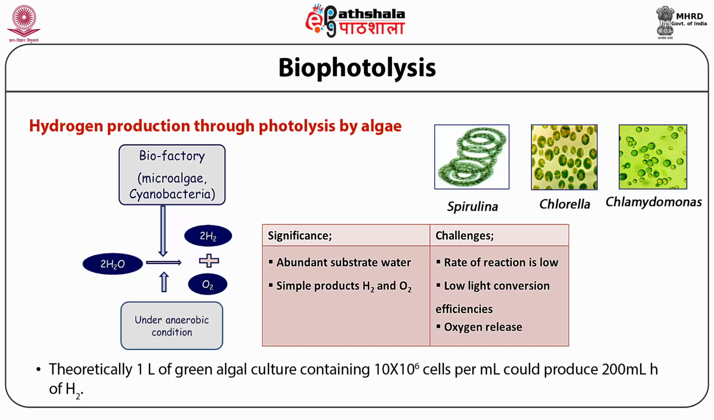As I have mentioned, the enzyme which catalyzes the production of hydrogen here is highly sensitive to oxygen. So the oxygen which is released from this process tends to inhibit the catalytic activity of this enzyme. So the major challenge of this process is how to scavenge the oxygen which is released. Though there are many significant advantages, the challenge is the simultaneous release of oxygen and the requirement of light as the source of energy for this catalytic reaction.